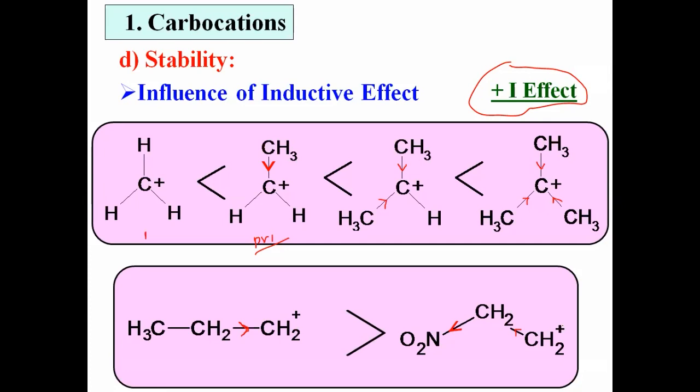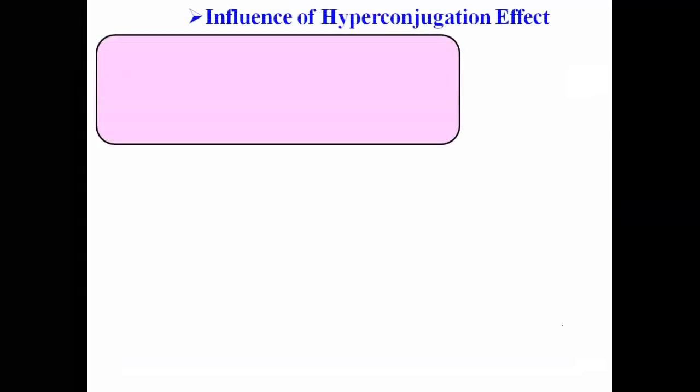We have studied how the inductive effect plays a role in the stability of carbocation. Let us see the next one: hyperconjugation. Again, a very important concept related to the structure and reactivity of organic molecules. Now, what is meant by hyperconjugation effect? Suppose there is a release of electrons from the C-H bond, and that electron pair goes towards the electron deficient carbon. That concept is called the hyperconjugation effect.